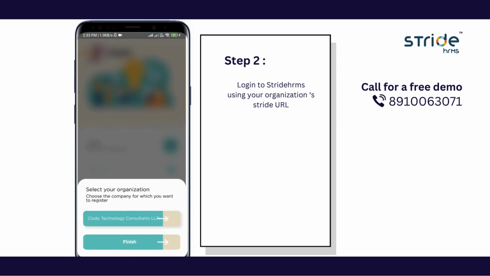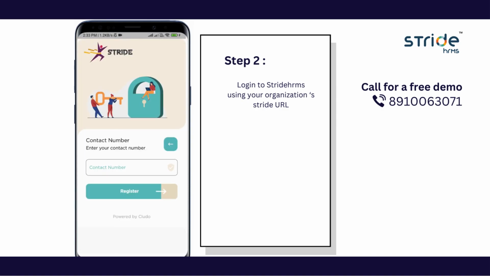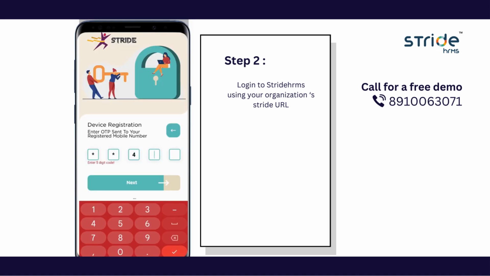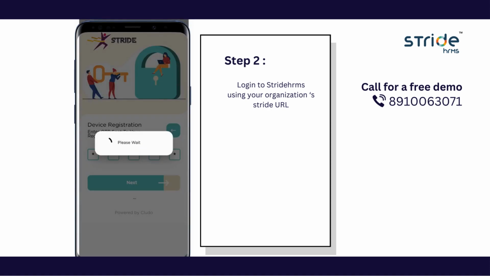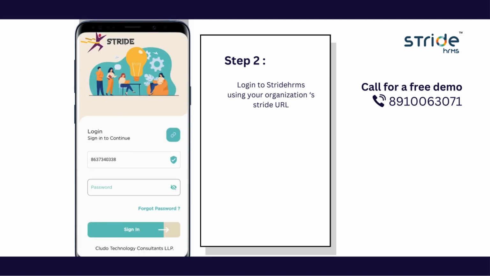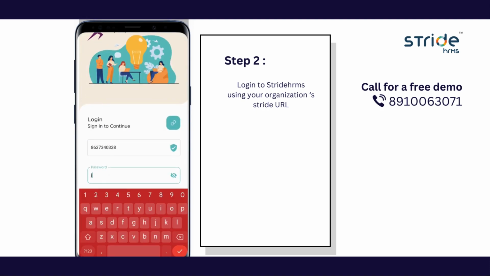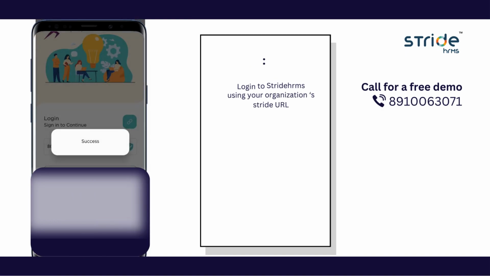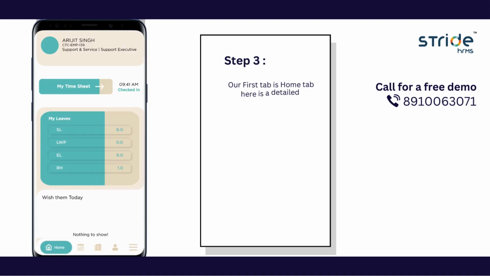Then, select your organization, input your contact details, and complete the verification process via an OTP that is sent to your provided number. Then complete the login by writing the password of your portal. After logging in, you have successfully entered your portal. If you are unable to access your portal, then contact your HR.